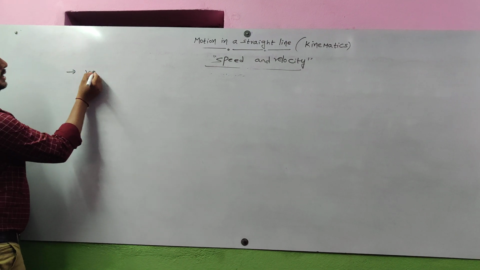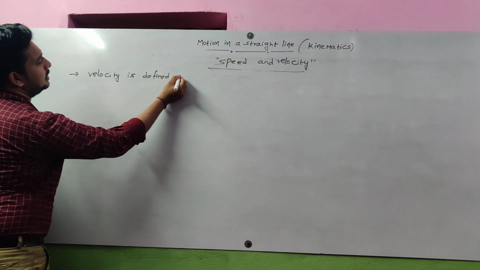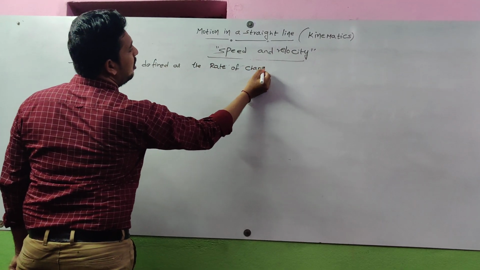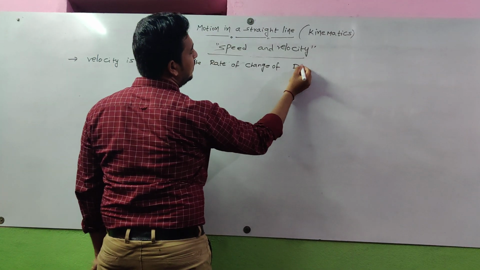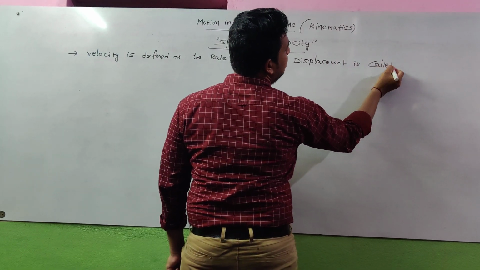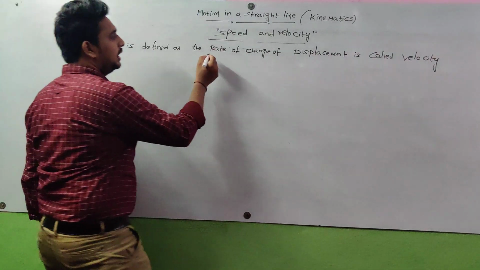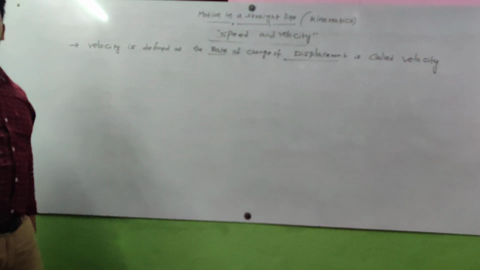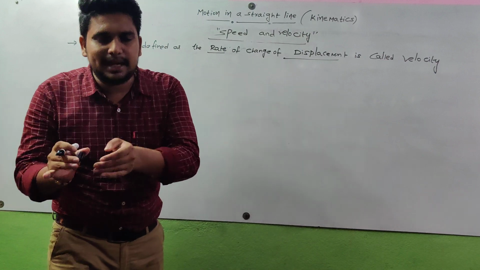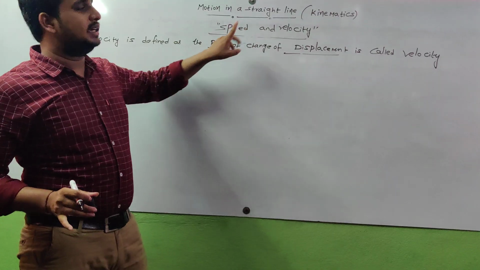What is meant by velocity? Velocity is defined as the rate of change of displacement. Rate of change of displacement is called velocity. Rate means with respect to time. If the displacement of a body changes with respect to time, that is called velocity.